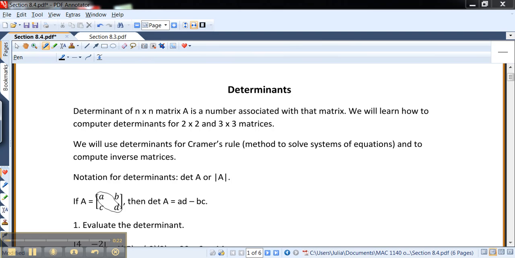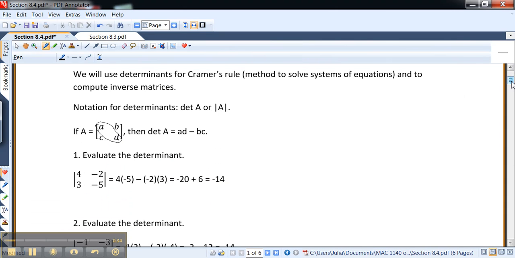So when we talk about determinants, we talk about determinants for square matrices, either 2 by 2 or 3 by 3. For 2 by 2, the process is fairly simple. We have something called a diagonal, which goes in this direction from top left to bottom right. So we take the product of the elements in that diagonal, A times D, minus the product of the other diagonal, which is B times C. That's how we get the determinant.